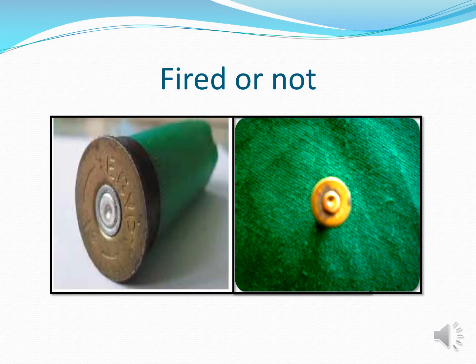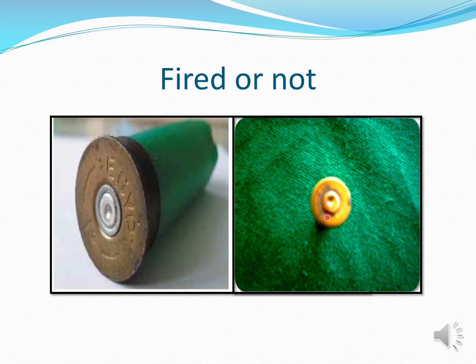Second comment, fired or not. How to know it is fired? We will look at the bottom, at the base. In the center there is the percussion cap. We will look at the center of the percussion cap. If there is a dimple or dot like this, it is called fired. A dimple like this in the center of the percussion cap.